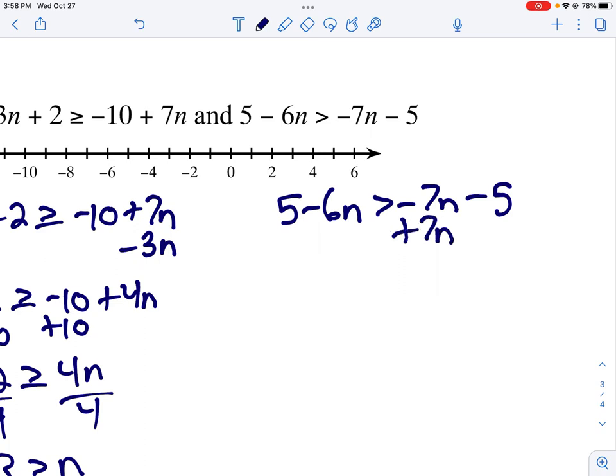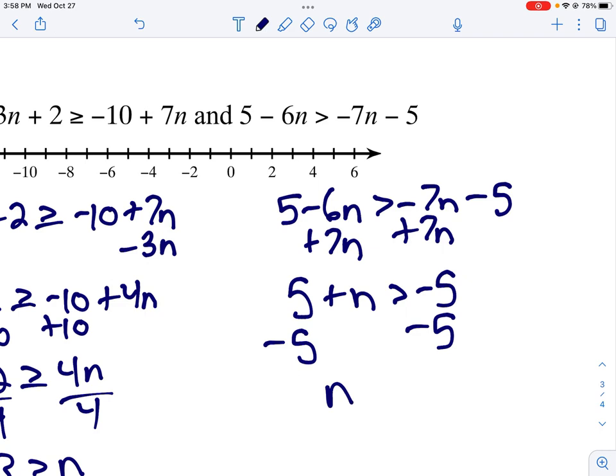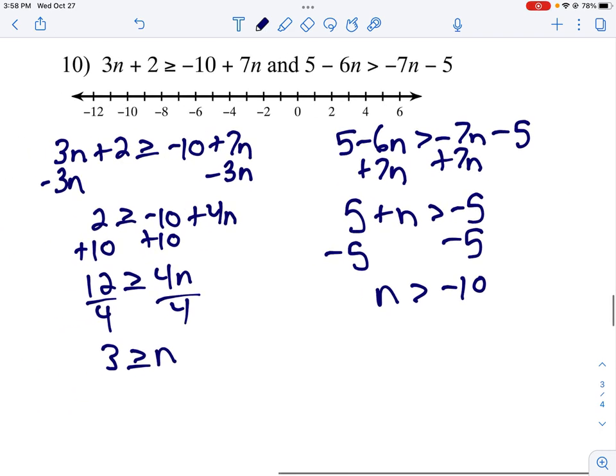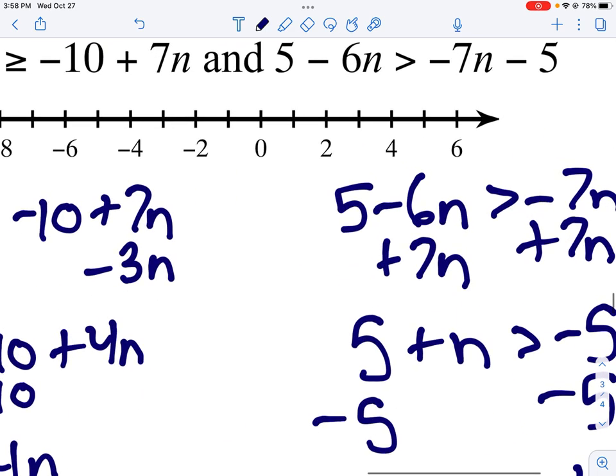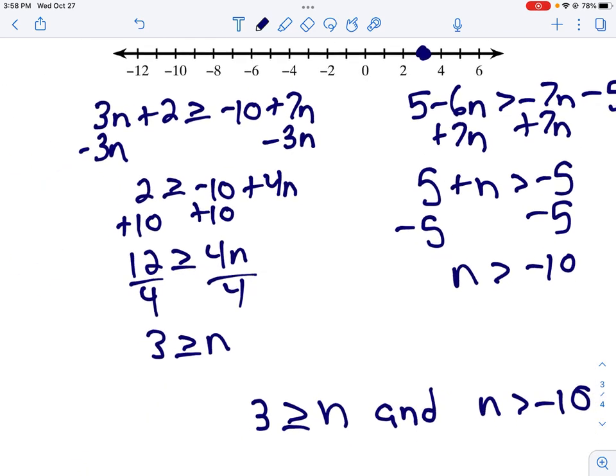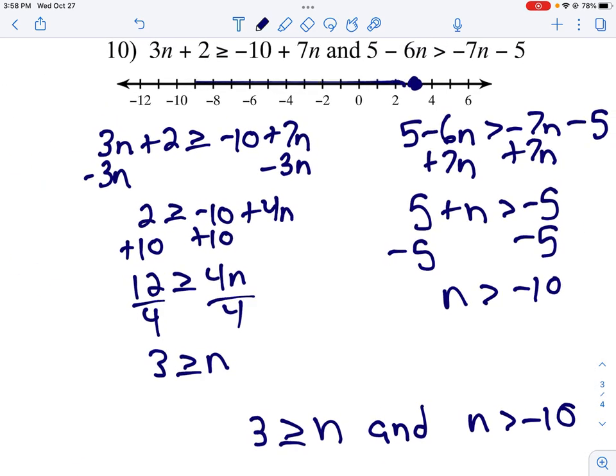Add the 7n. Subtract 5. So we get 3 is greater than or equal to n, and n is greater than -10. 3 is a closed circle, and 3 is greater than, so we're going towards the smaller numbers. N is greater than -10, open circle, this way. And then there you go, shade and overlap.